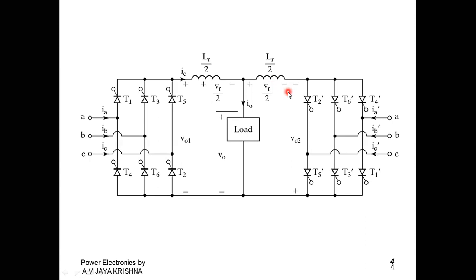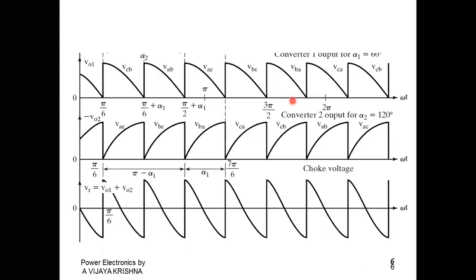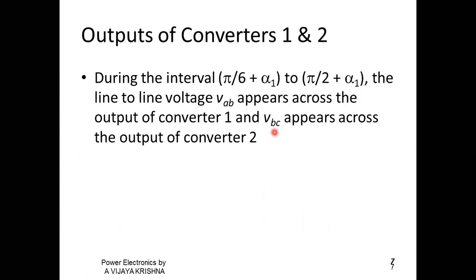We discussed this. Dual converters have two functional modes of operation: dual converter without circulating current mode and dual converter with circulating current mode. First, we go through the dual converter without circulating current mode. Without circulating current and non-circulating current mean the same.